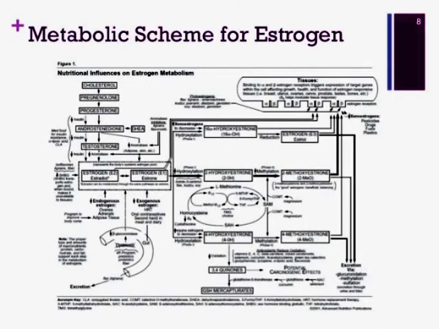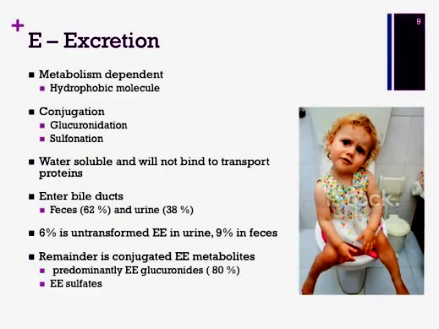The excretion of the estrogen metabolites is metabolism dependent due to the hydrophobicity of the molecule. After undergoing conjugation reactions in Phase 2 of the metabolism, the conjugated glucuronide and sulfate estrogens are more hydrophilic, or water-soluble, and are easily excreted through the bile ducts, leaving the body in the forms of urine and feces. In the case of ethinyl estradiol following oral administration, there is a considerable amount of excreted metabolite in the feces, up to 62%, compared to the urine, which is 38%.